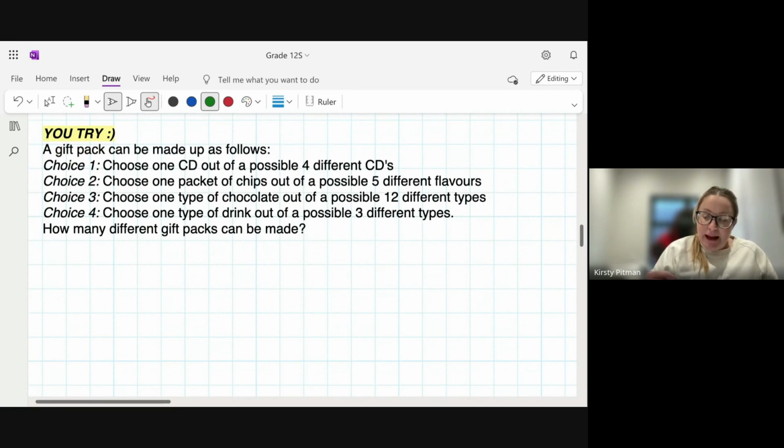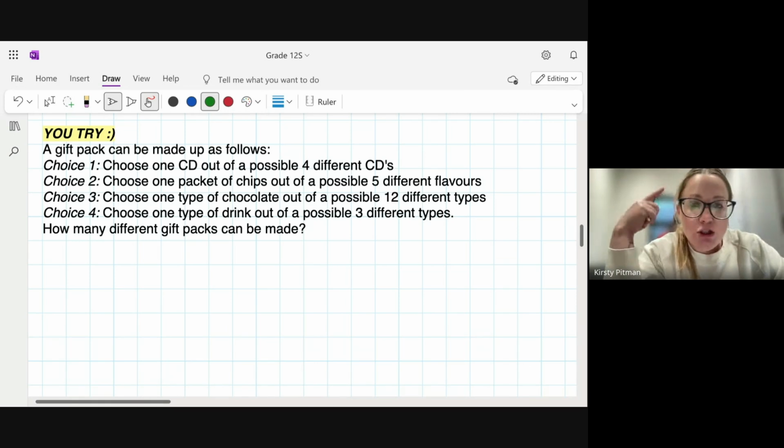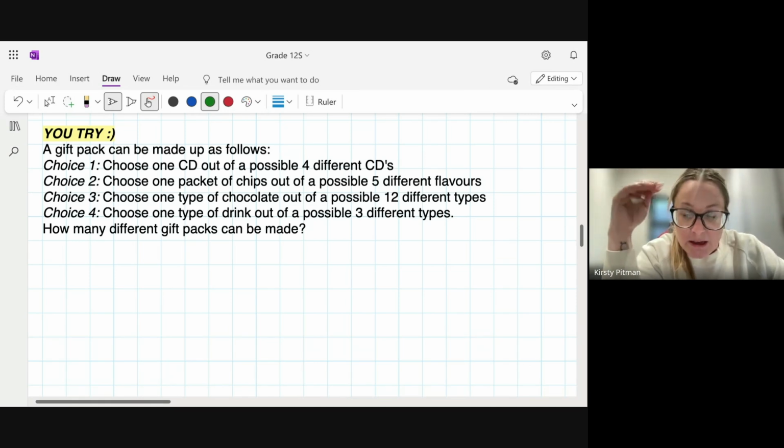A gift pack can be made up as follows. Choose 1 CD out of a possible 4. So you've got 4 CDs. Choose 1 packet of chips out of a possible 5 different flavors. Choose 1 chocolate out of 12 different types. Choose 1 type of drink out of a possible 3 types. How many different gift packs can you make?